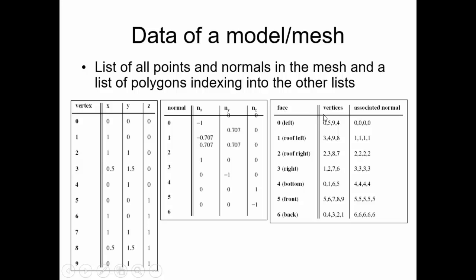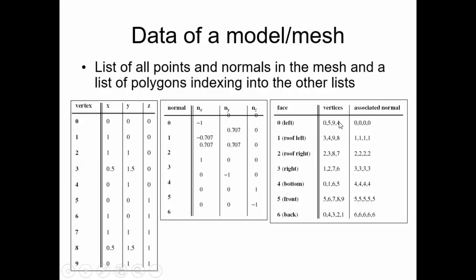So the first face would have to say that it has four vertices. Basically it's a polygon that has four vertices, so it's a quad, and it simply says the indices into the vertex list are 0, 5, 9, and 4, and the indices into the normals are 0, 0, 0, 0. So we can see this is flat shaded, so in all cases each face has the same set of normals. But if they were different, we'd simply read and say, okay, the first vertex will have the first normal here. The second vertex will have the second normal, third vertex, third normal, and so on and so forth.